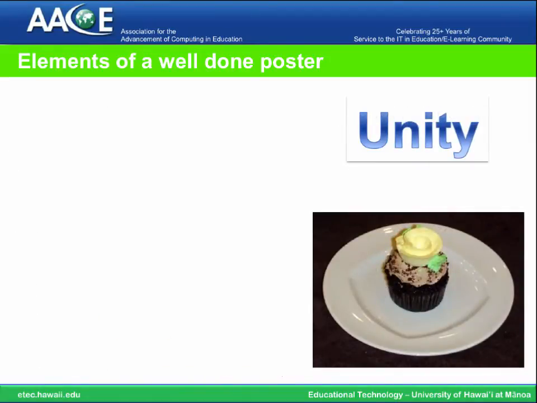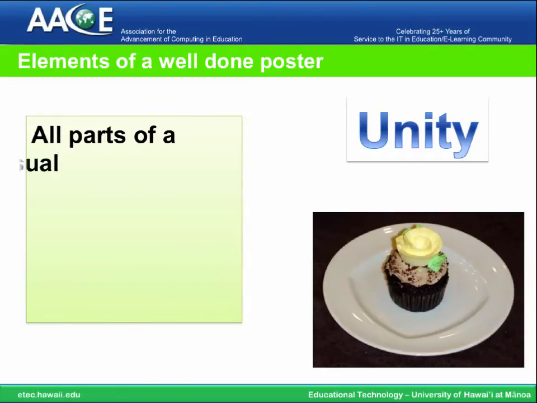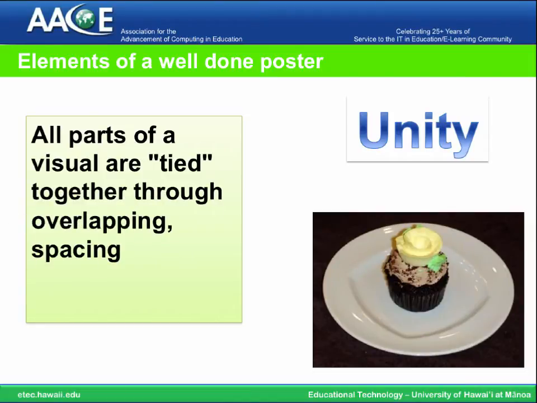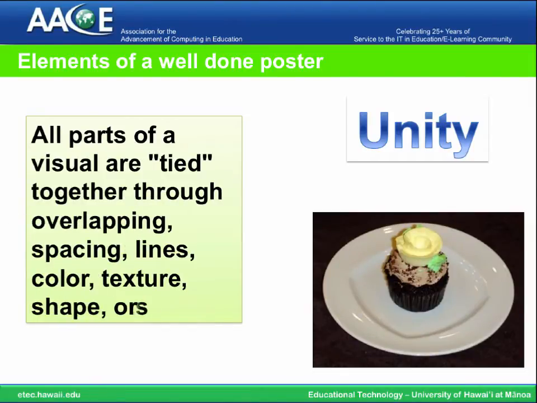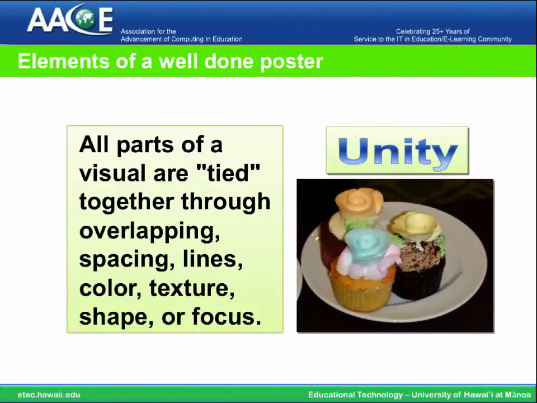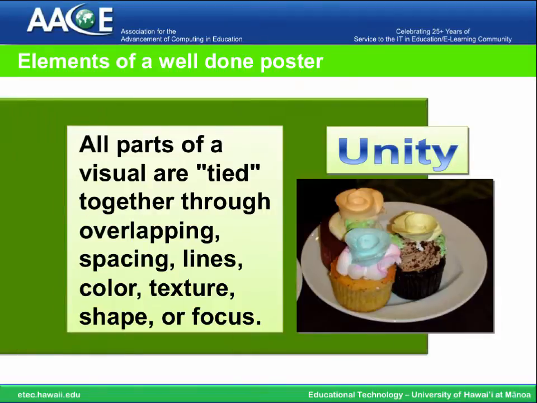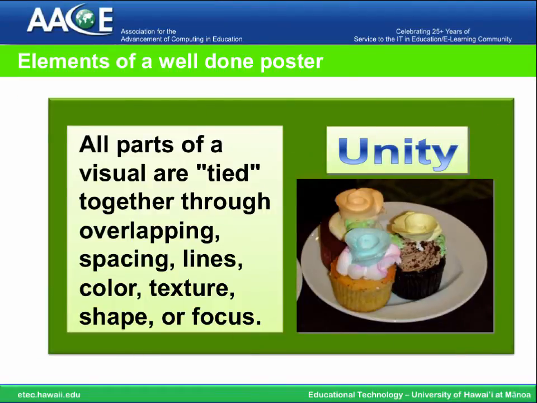Unity is a very important part of making a good poster. What this means is that all parts of a visual are tied together through overlapping spacing, lines, color, texture, shape, or focus. Let's see how this is done. If you look at the visual in front of you, it's not very unified. It's all spread apart. Just by bringing the elements closer together, we have better unity, but it's still not enough. What can we do to fix it? Well, what we can do is we can add a solid background of a different color that pulls it all together.